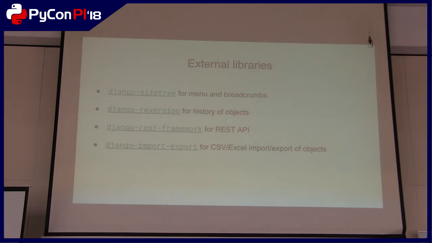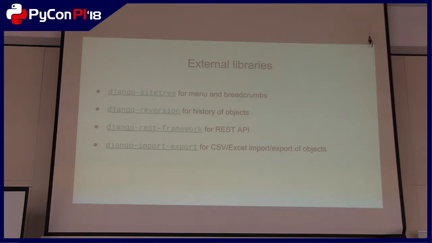Of course, we didn't write everything on our own. We use a lot of external libraries, such as Django Side for making breadcrumbs. I showed you this before. We use Django Reversion for storing history of objects. But in my opinion, it was a bad decision.